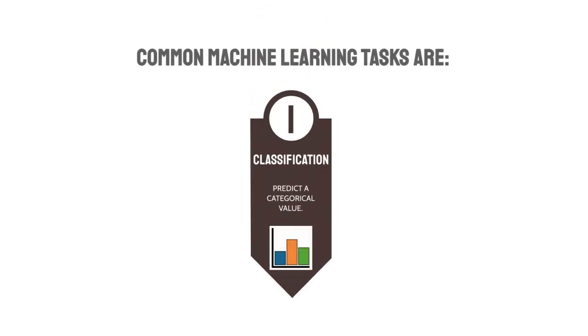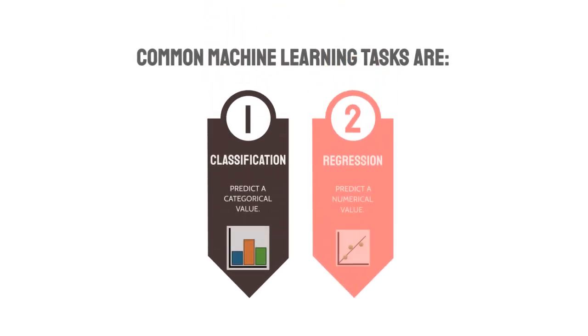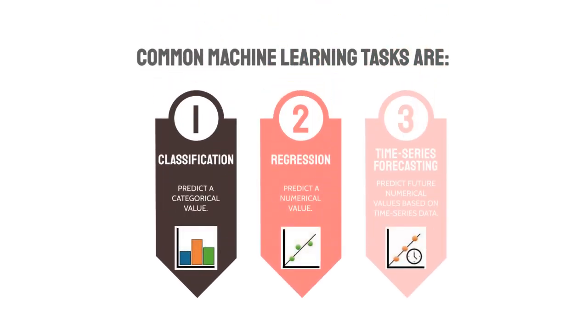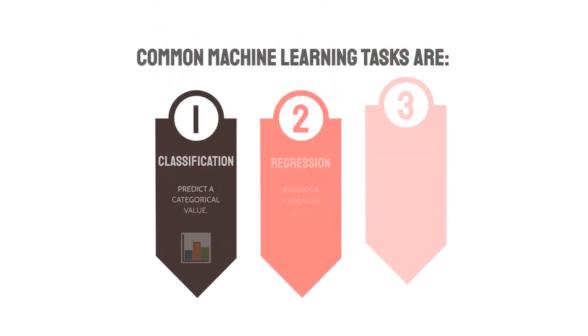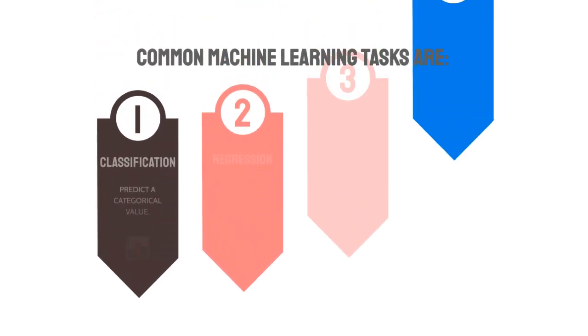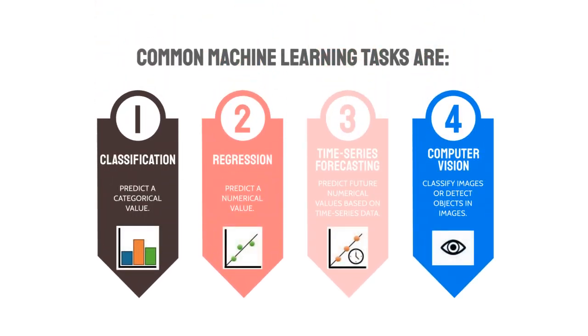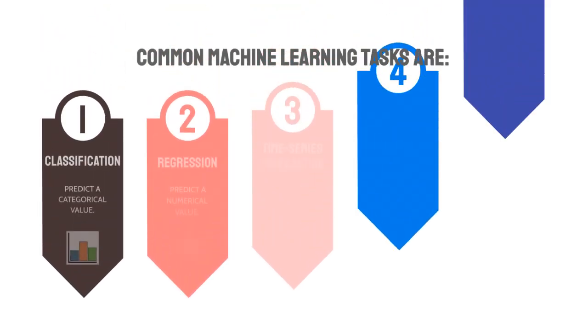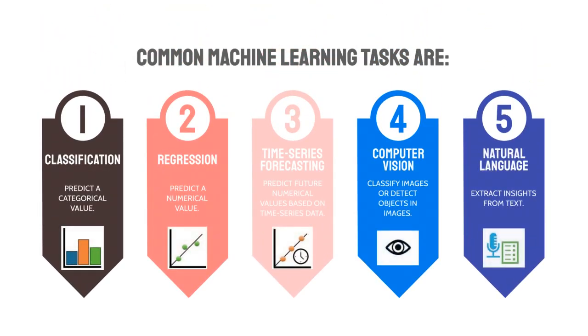Classification. Predict a categorical value. Regression. Predict a numerical value. Time series forecasting. Predict future numerical values based on time series data. Computer vision. Classify images or detect objects in images. Natural language processing, NLP. Extract insights from text.